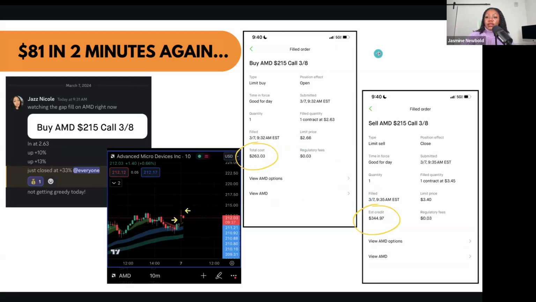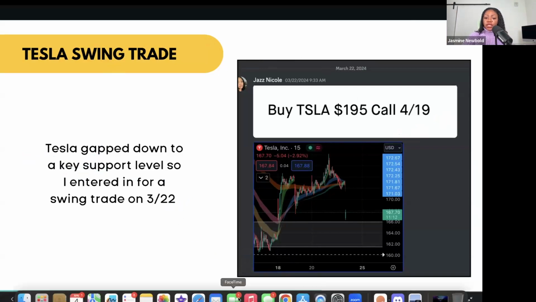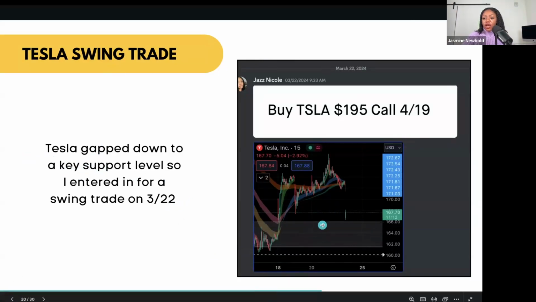I love AMD. This is a Tesla swing trade. So this one's interesting. The reason why I got in when I got in is because Tesla gapped down to a key support level. So I entered in for a swing trade on March 22nd. This is the support level that I'm talking about. This gray beam, this is a support and resistance beam. This is something that I draw on all my charts. It represents key levels in the market that either act as support or resistance or both.